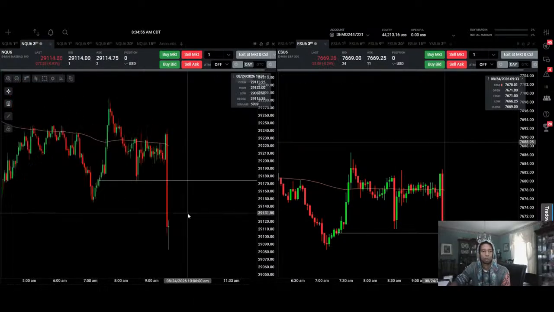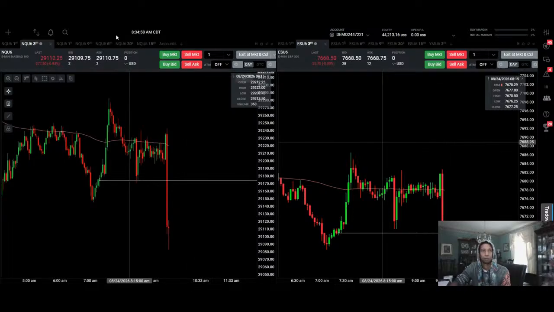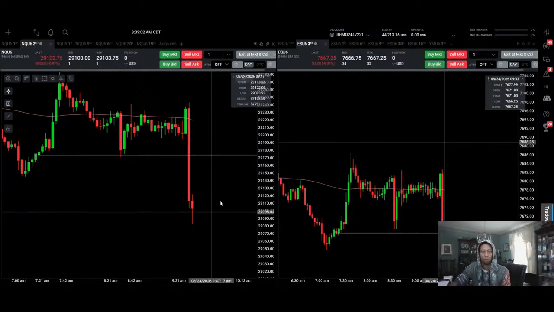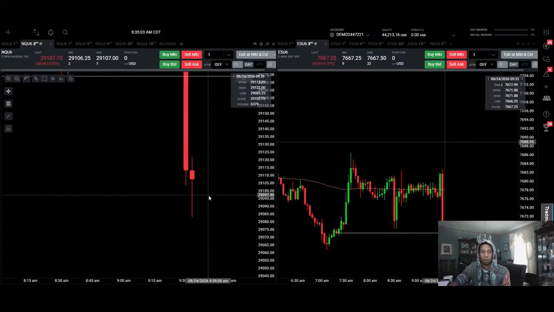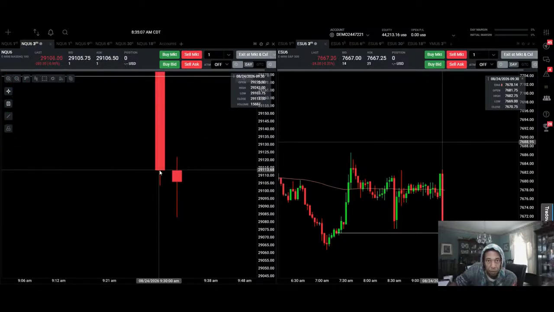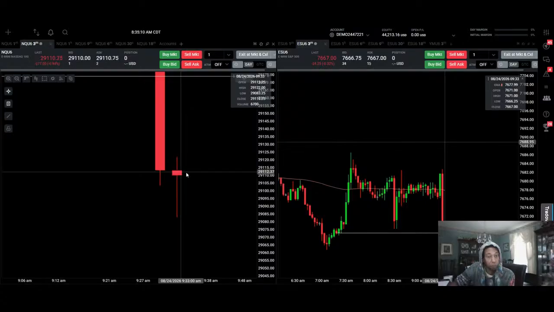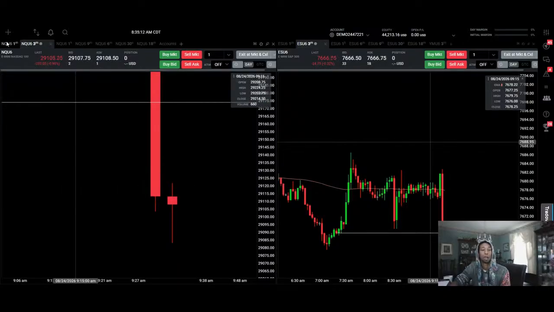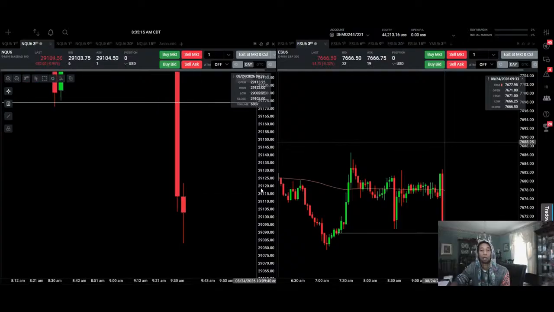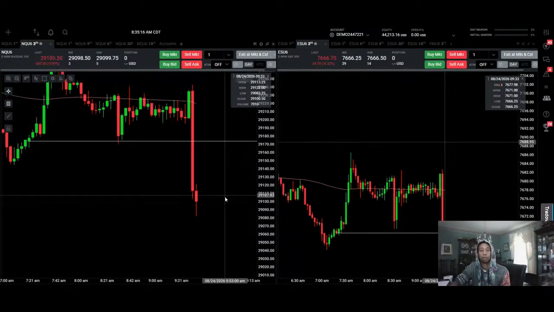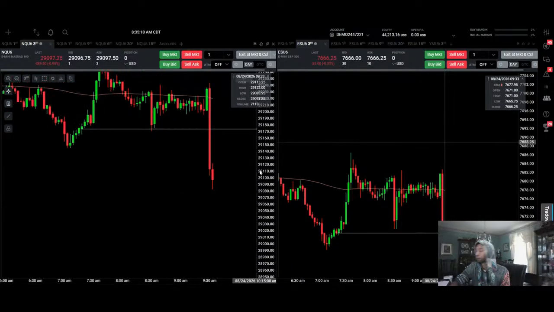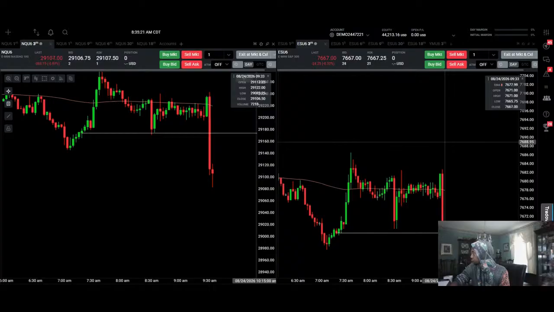I'm still looking at nobody on the EMA. We do have a, is that a gap down? Let's see, close at 13.50, open 13.25. We do have a gap down right there, dude. We do have a gap down right there on NQ. Of course, YM has not swept that low.